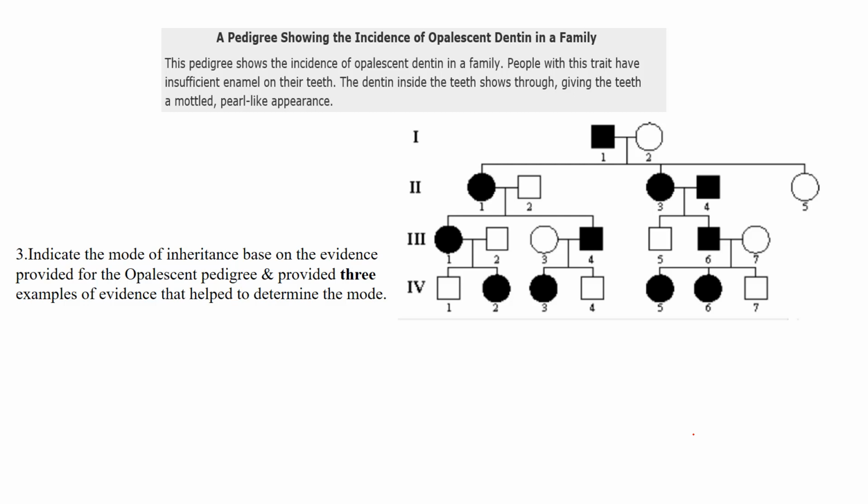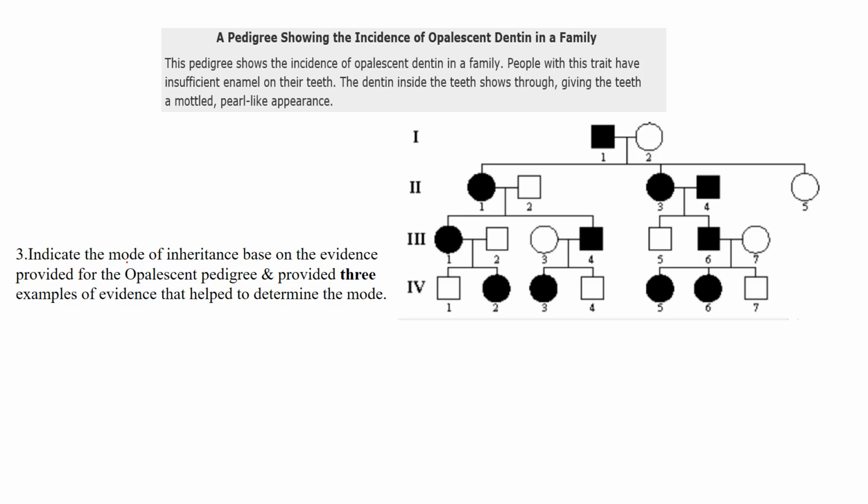Okay, question 3. This one is on page 61. So they give you a pedigree, they give you some information. They talk about this pedigree being about Opale. They talk about some of the traits, insufficient enamel on the teeth. And then they get right into the question.